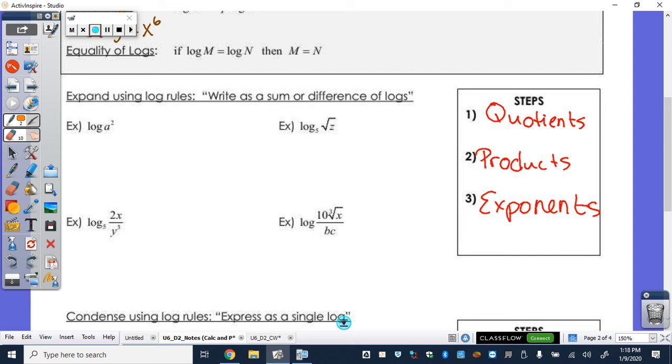So looking at our first example there, I have log of a squared. So we're looking at just everything after the word log. So we're looking at our a squared. There's no quotient there. There's no product. That one's just an exponent. So our exponent of 2 is simply going to come down in front of the word log, and it's going to become 2 times the log of a. So 2 is the exponent. Log means exponent, so exponent times exponent.